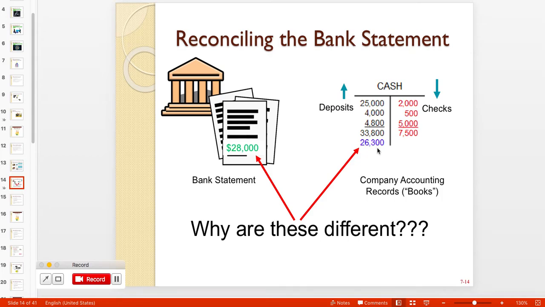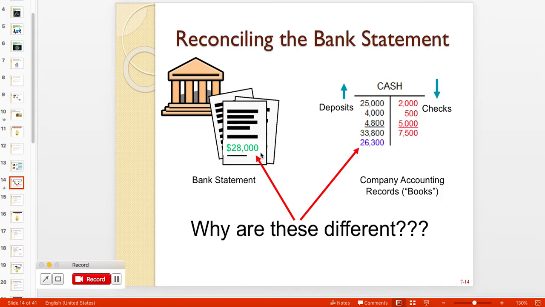Now, does this cause for panic? Like, oh my gosh, money's missing. What happened to it? Somebody must be stealing our money. What's going on? Or somebody made a mistake. Okay, not necessarily. There are a lot of different reasons why these two numbers might be different.